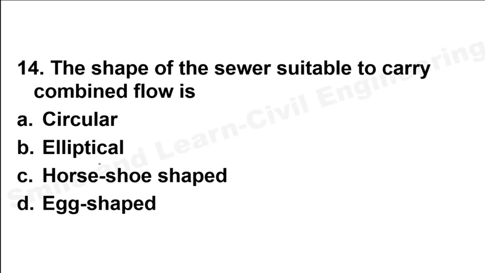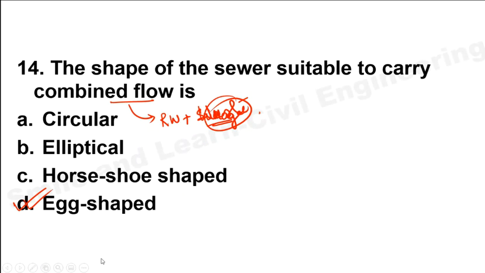Next question, the shape of sewer suitable to carry combined flow. Combined flow is carried by the egg-shaped sewer, and separate flow is carried by the circular sewer. We all know this correct answer. Egg-shaped sewer is for combined flow, which means rainwater plus sewage. Both flows, or the waste from our bathrooms, kitchens, all this, from the drains which carries. So this is the egg-shaped sewer.